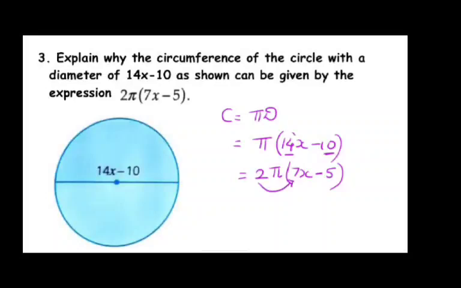2 7s are 14, here we get 14. 2 5s are 10, correct? So this is how we have this. So does this and this one match? Yes, it does. So as shown can be given by the expression. So yes, this is how the circumference of this circle can also be expressed in a factorized manner.